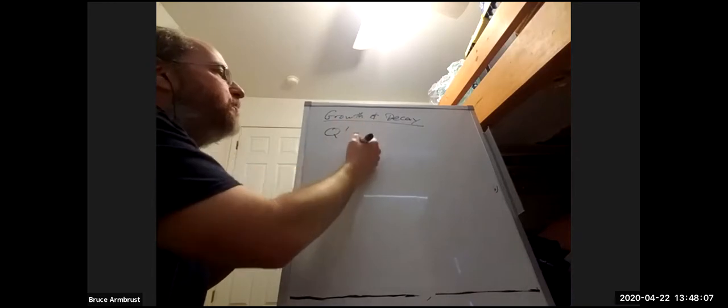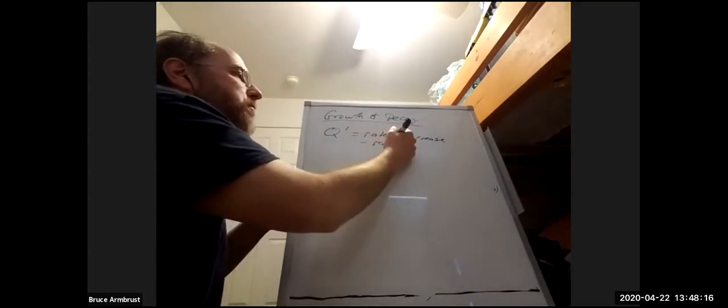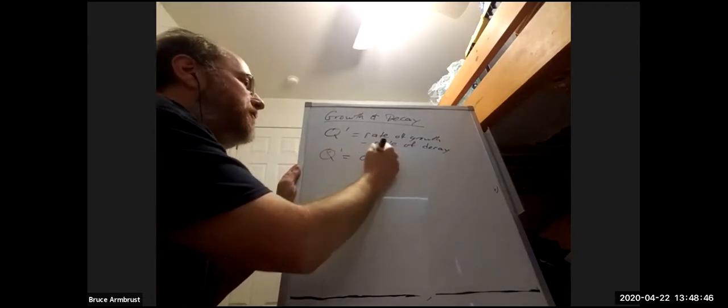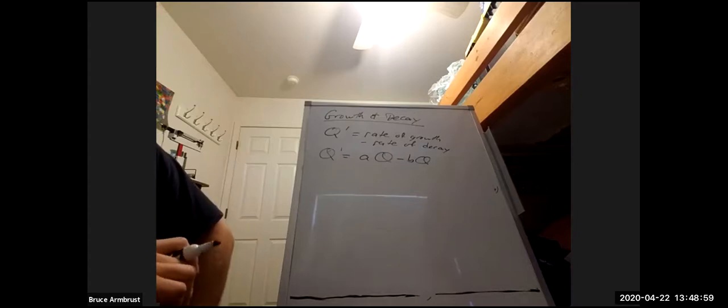So let's put some numbers. Here's how I think about it. We go with Q, our quantity. The change in that is going to be some sort of a rate of increase minus, well, let me write rate of growth, minus the rate of decay. So let's go to that assumption that we had before, where we were growing proportionally to the amount we had, or decaying proportionally. So this is going to turn into a differential equation that's going to look like this. We're going to have Q prime equals A times Q minus B times Q.